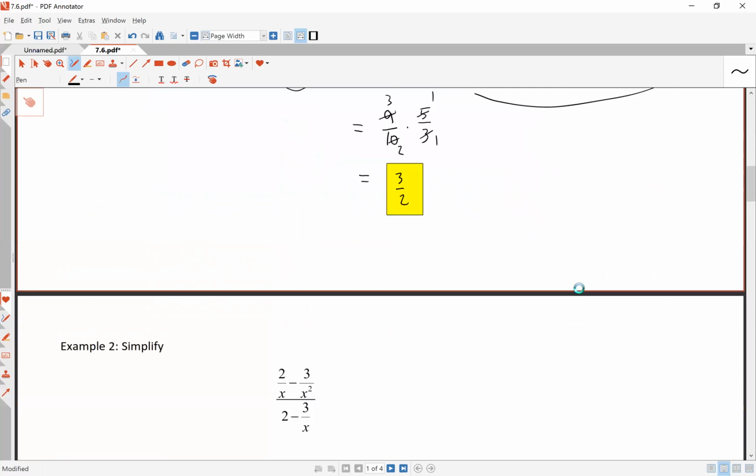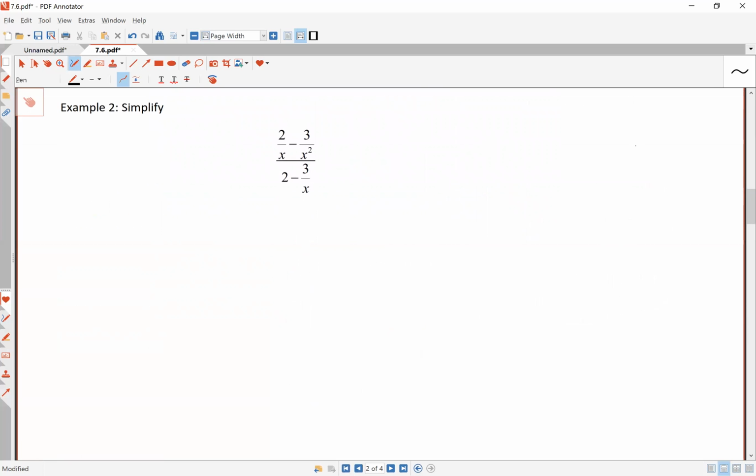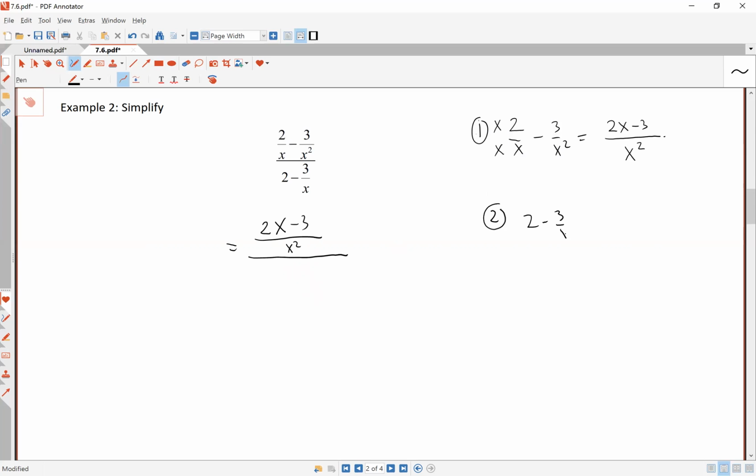Okay, so now we do it with variables. We take the numerator, which is 2 over x minus 3 over x squared. We're going to write this as a single rational expression. The LCD is x squared, so my first fraction needs an x top and bottom. That gives me 2x minus 3 over x squared. We put that back into the original problem. My numerator is 2x minus 3 over x squared. And then the denominator, step 2, is 2 minus 3 over x.